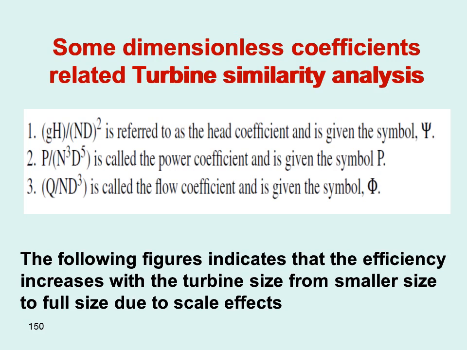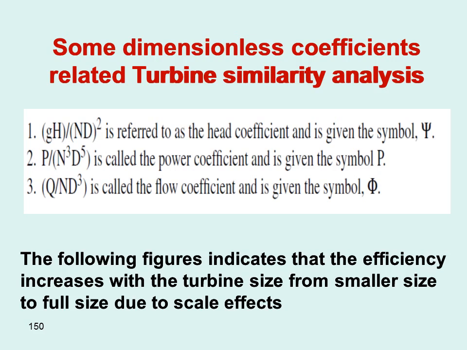We have some definitions. gH over N squared D squared, we call it head coefficient, we give it the symbol psi. P over N cubed D to the power 5, we call it power coefficient. Q over N D cubed, we call it flow coefficient, and we give it the phi symbol.